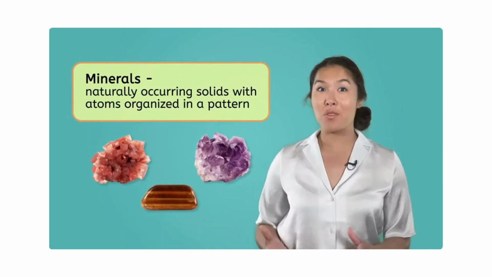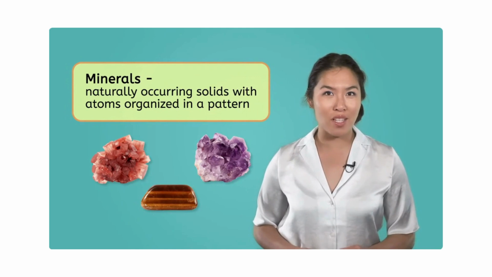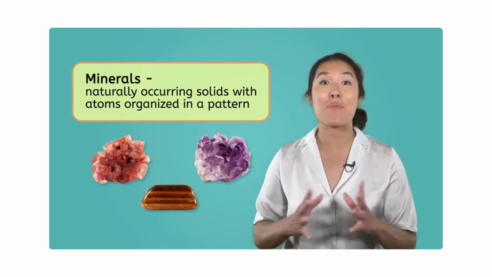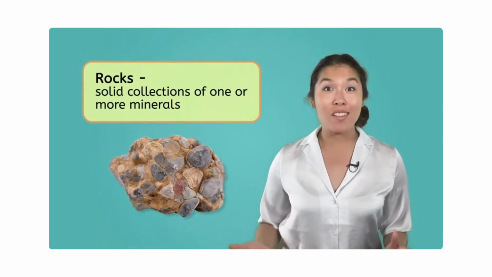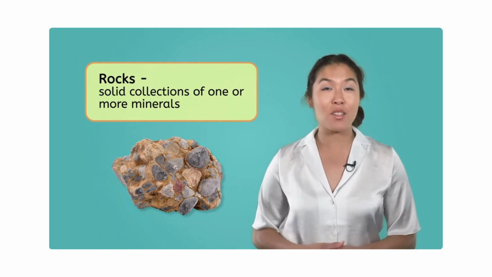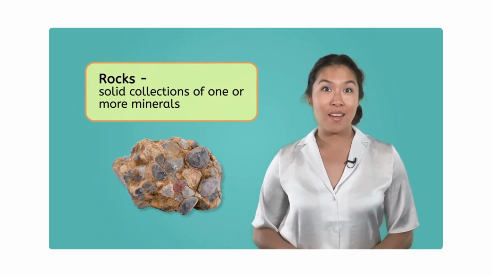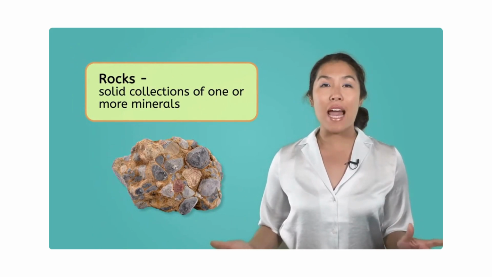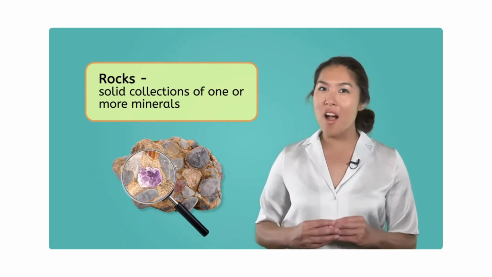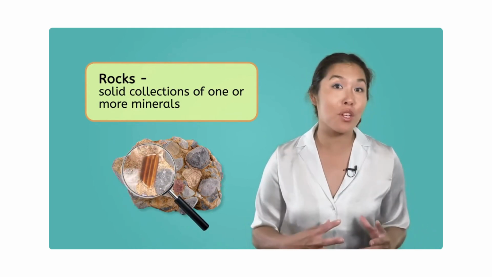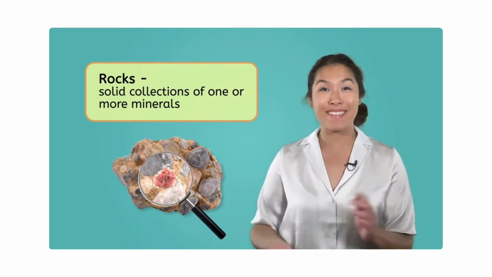To understand rocks, crystals, and gems, we need to start with minerals. As we already learned, minerals are naturally occurring solids with atoms organized in a pattern. They make up rocks, which are solid collections of one or more minerals. Basically, you can think of minerals as ingredients, and rocks as one of the things those ingredients can make.